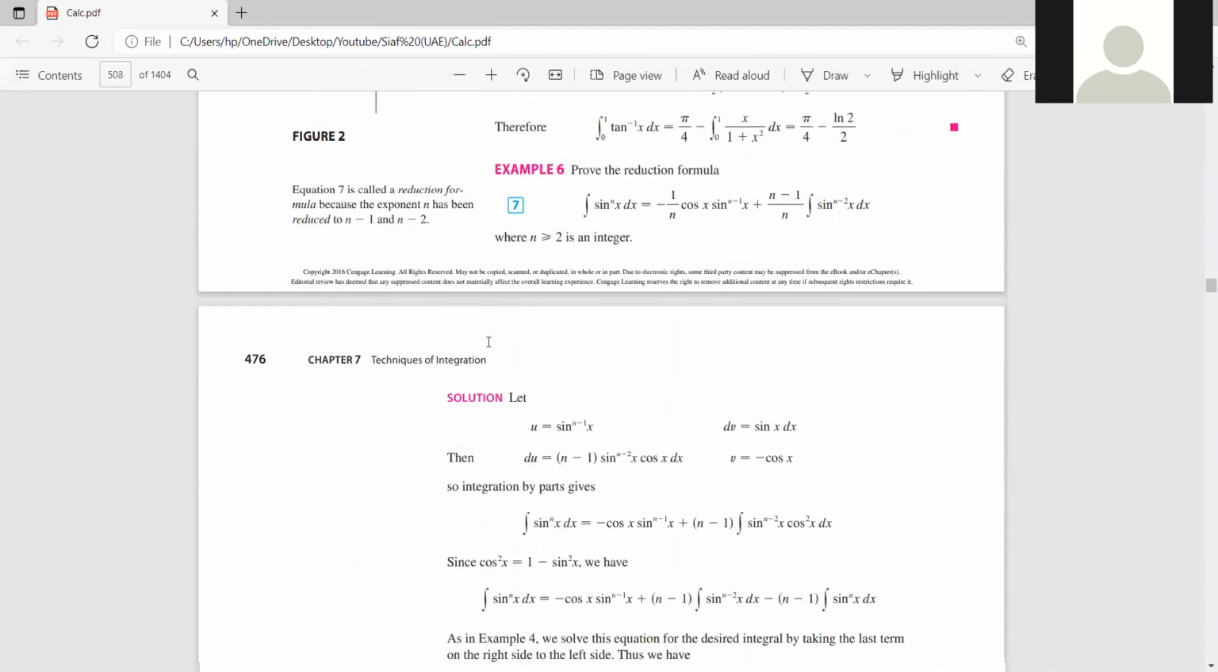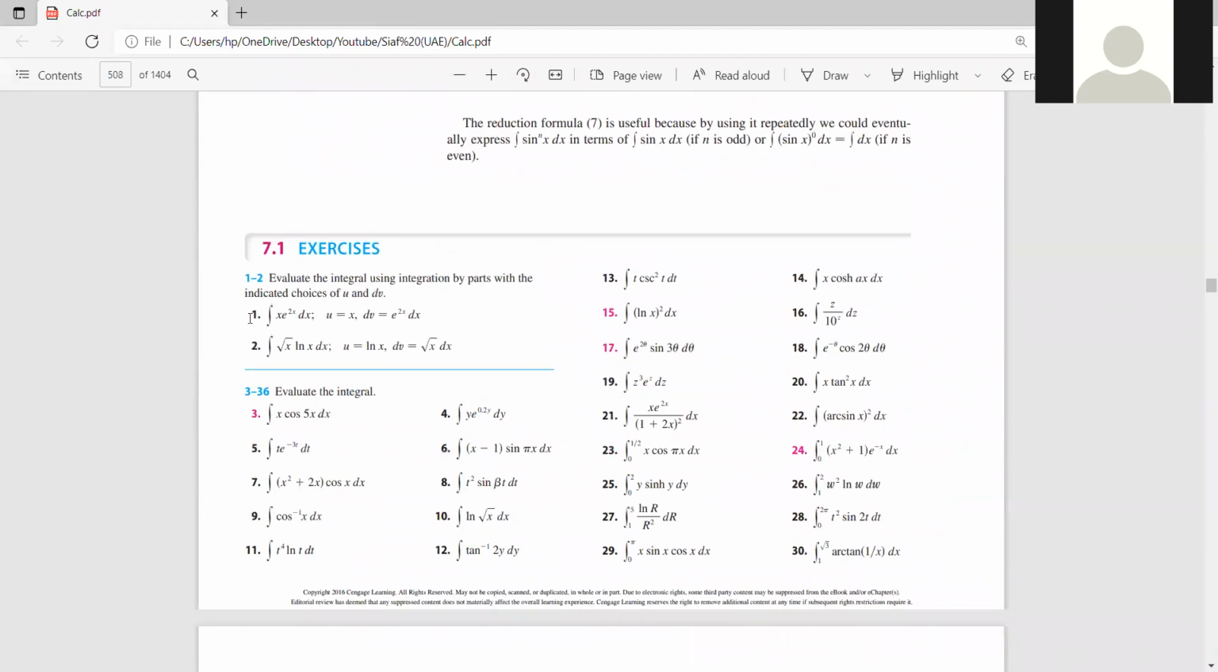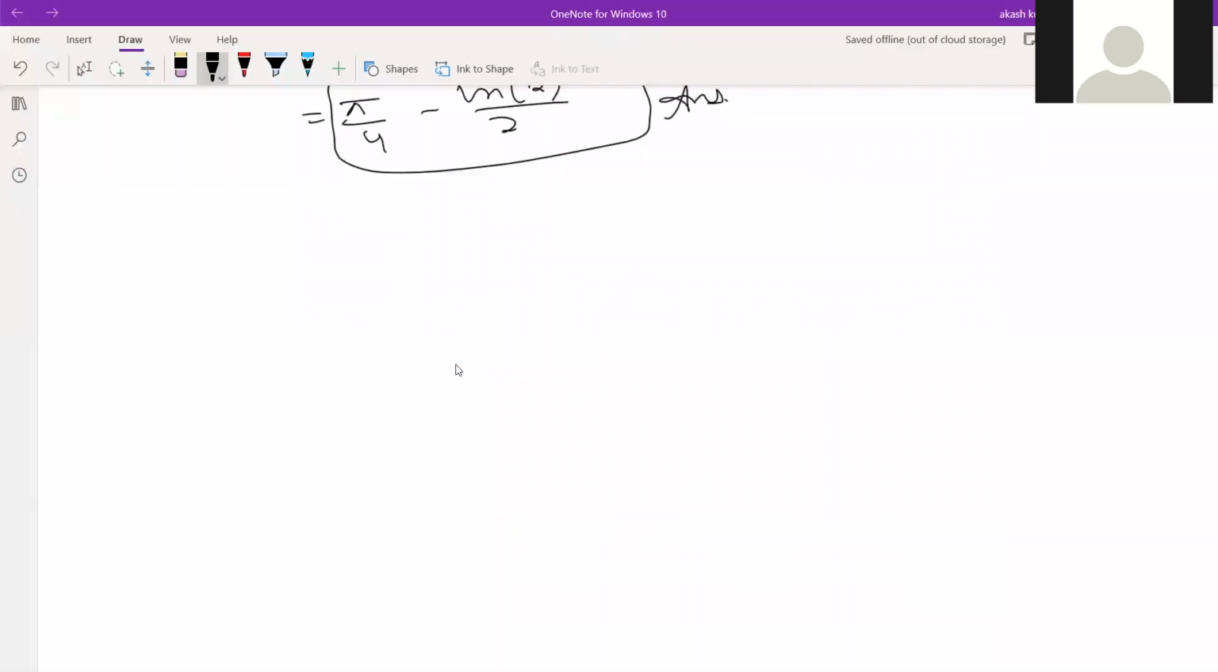some examples from the book. This is: evaluate the integral using integration by parts with the indicated choice of u and dv. So question number 1 is that we have to take the integral of x e raised to the power 2x dx, where they have mentioned what u is and what dv is. So we don't have to identify ourselves what u and v are.